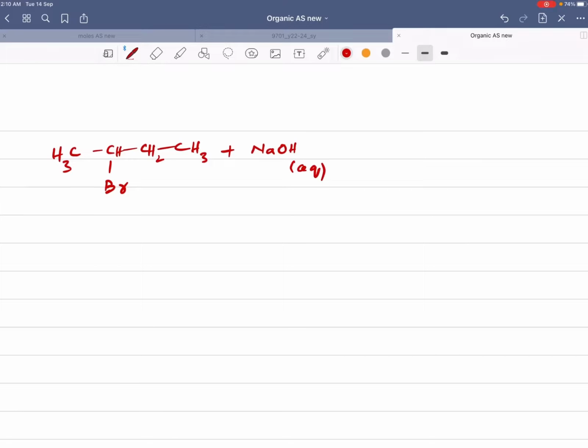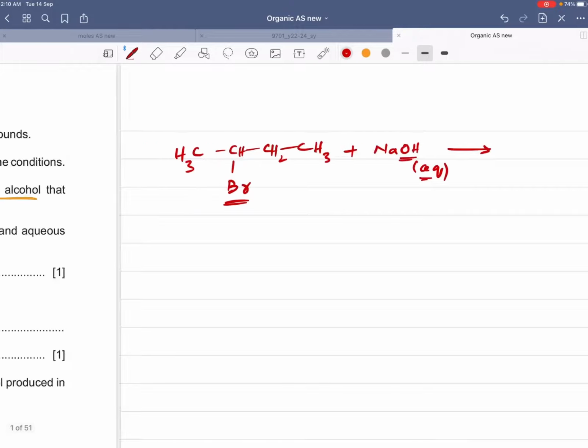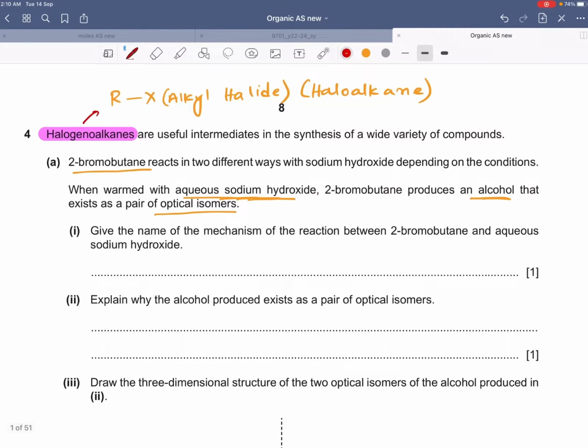So I hope you know that when a halogenoalkane reacts with sodium hydroxide in aqueous phase, a substitution reaction occurs. The OH group as a nucleophile will replace bromine, and we would get an alcohol, right? So OH will replace bromine, and this is what they're saying in the question, that this produces an alcohol that exists as a pair of optical isomers.